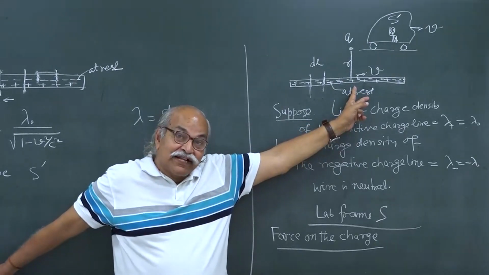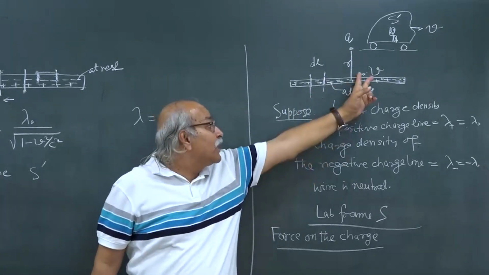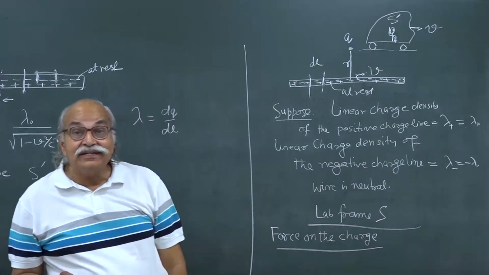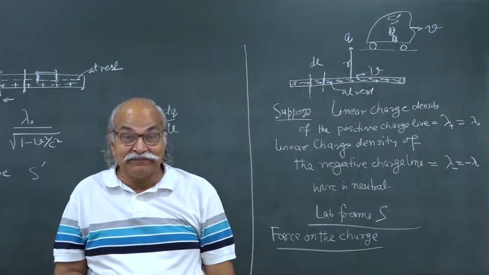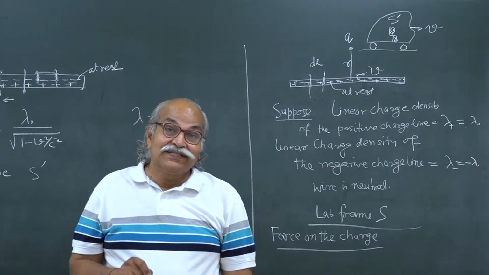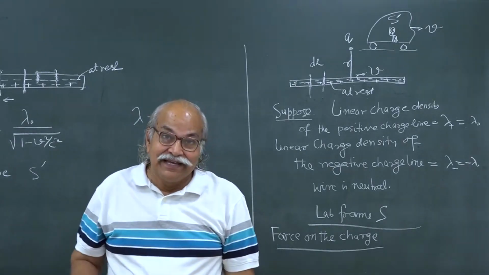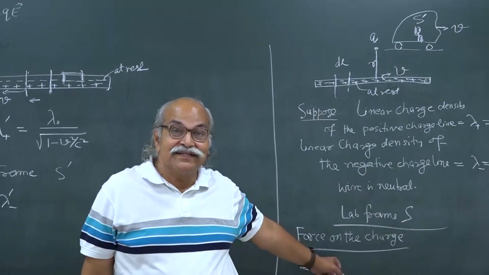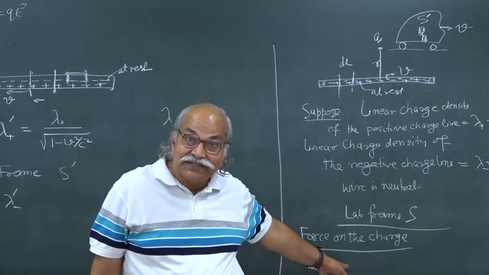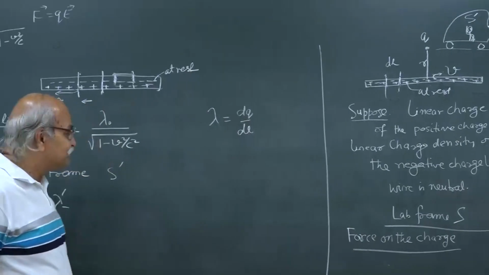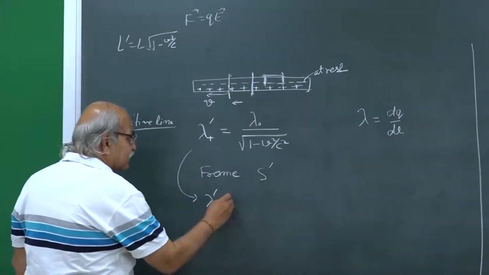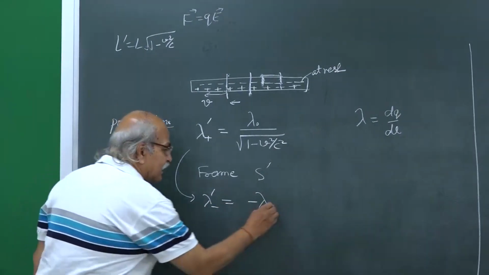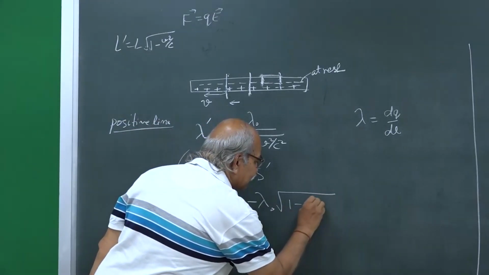If I go to the S prime frame, the separation between those 2 points that I have marked has increased, but the charge contained between those 2 marks remains the same, and therefore, the charge density will decrease. In S prime, the linear charge density will be less than the linear charge density in the lab frame S. I am talking of the negative charge line now. So, this is less than that. So, this has to be minus lambda naught times the square root of 1 minus v square by c square.